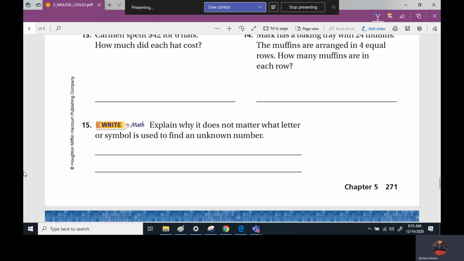Explain why it does not matter what letter or symbol you use for an unknown number. I'll help you with this because they have no value. If I use 8 times G or 8 times Z, these have no value. They're just serving as a placeholder, okay? Now, if I said G equals 8 and Z equals 4, then we know they wouldn't be equal.